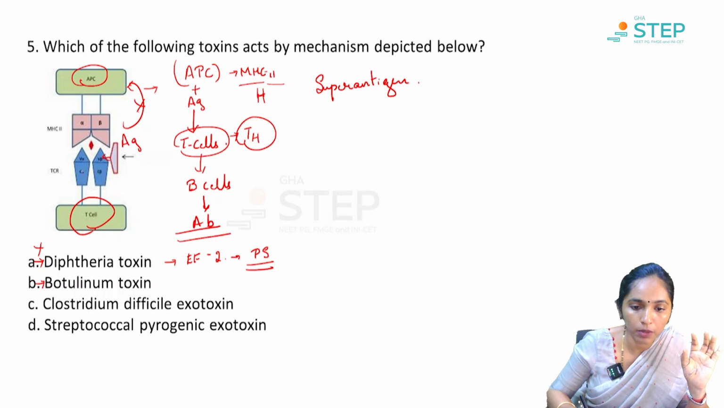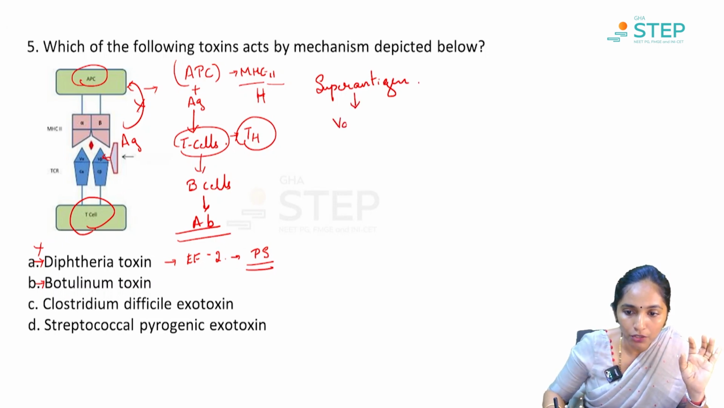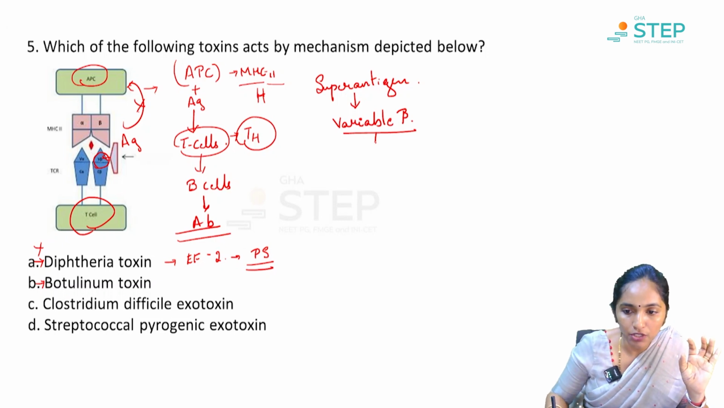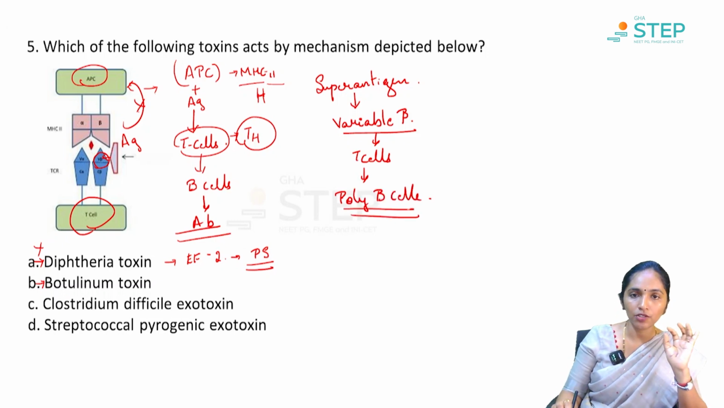So it is acting like a superman where it is directly activating T cells, where it goes and binds to what is called the variable beta region of the T cells. So can you see here, V beta, variable beta region of T cells, which activates the T cells directly, resulting in polyclonal activation of B cells. Okay, this is how superantigen works.